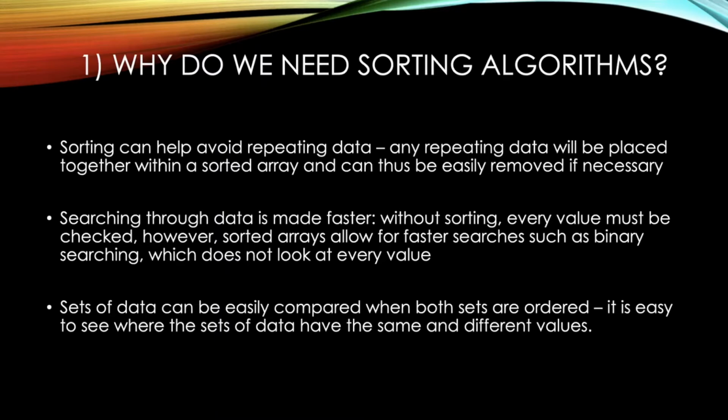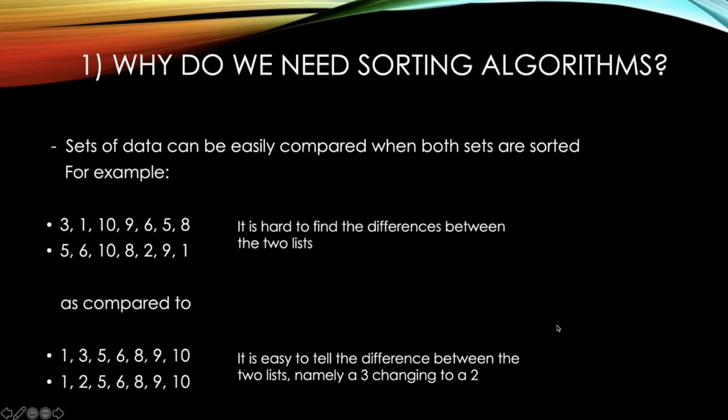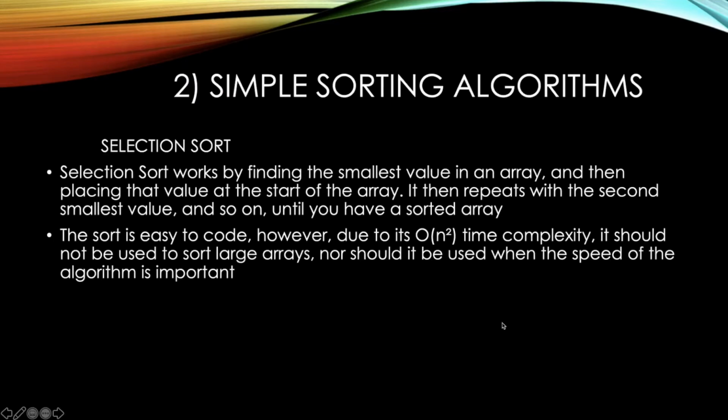It's easy to see where sets have the same and different values. For example, in the first set here, it's hard to tell exactly what the difference is, and if you were coding a solution to tell the difference between these two arrays, you would have to iterate through every single element in O(n squared) time, which is very inefficient. In the sorted array, however, you can easily see that the difference is at the start, namely a 3 and a 2, and you could easily code a program to tell that this is the difference while everything else is the same. So, simple sorting algorithms.